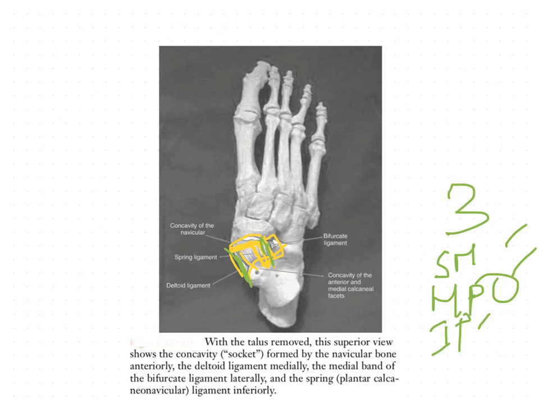The spring ligament plays an important role in supporting the head of the talus and the talonavicular joint, as well as being one of the main static and passive stabilizers of the medial longitudinal arch of the foot. And because of its attachments with the navicular and calcaneum, it is also related to the subtalar joint.